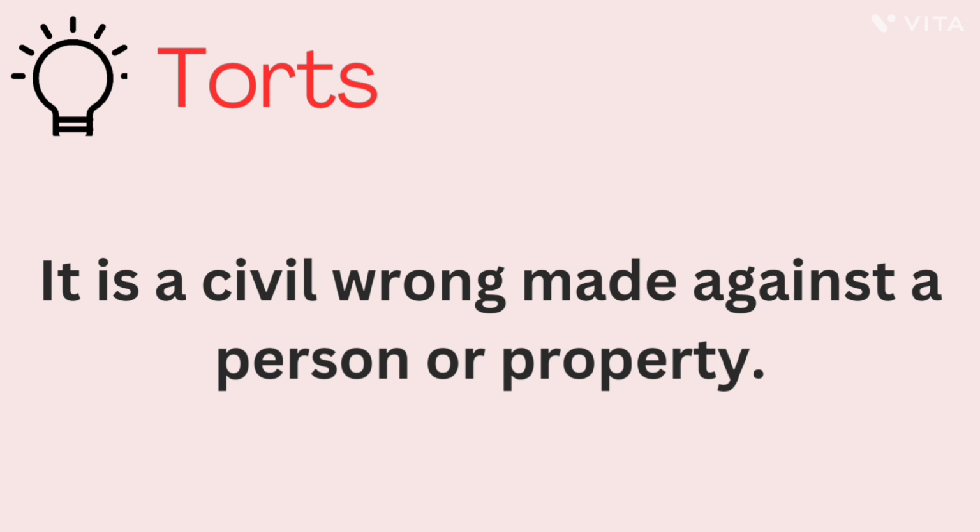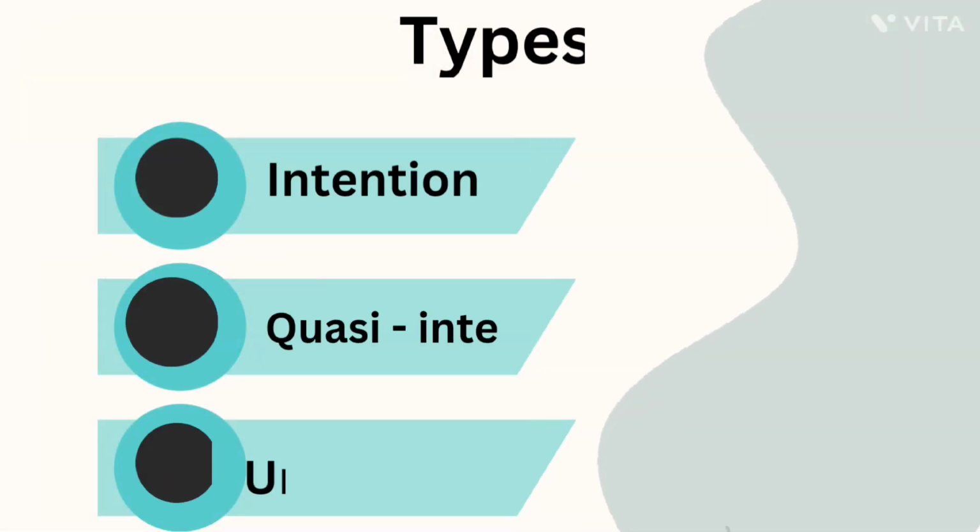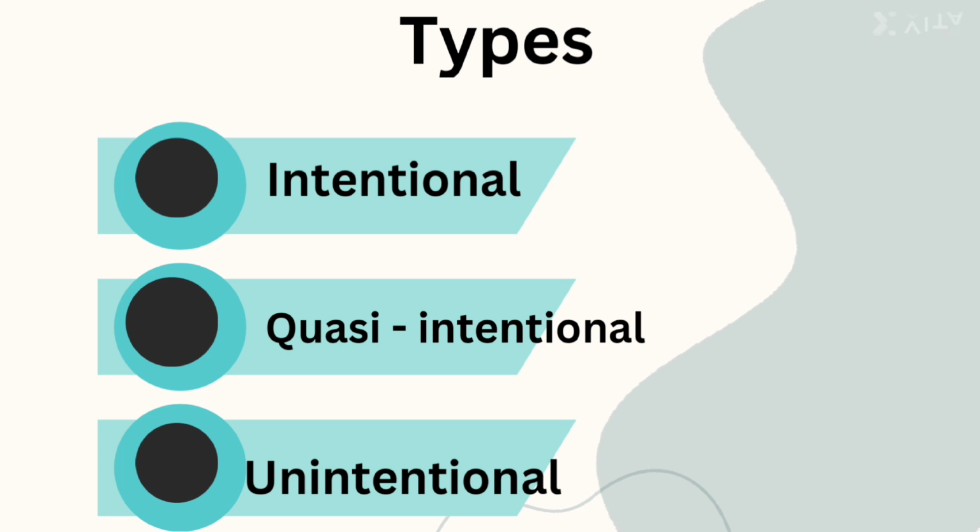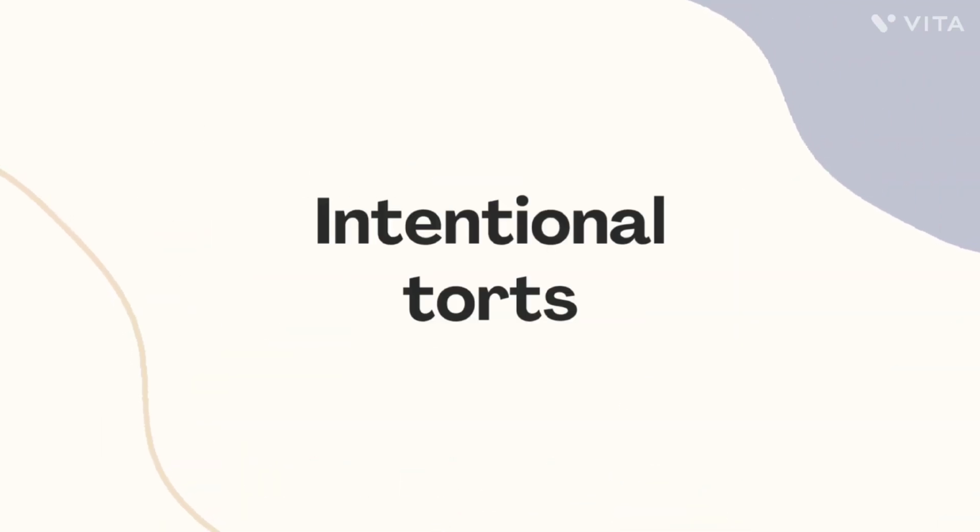So let's start. What is tort? It is a civil wrong made against a person or property. That is, any mistake or wrong done by a healthcare provider can be addressed from the perspective of torts. There are different types of torts: intentional, quasi-intentional, and unintentional torts. So let's begin with intentional tort.